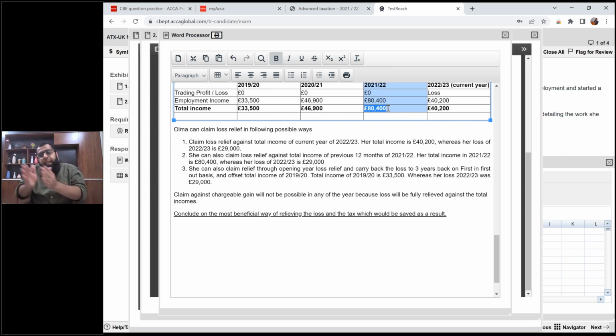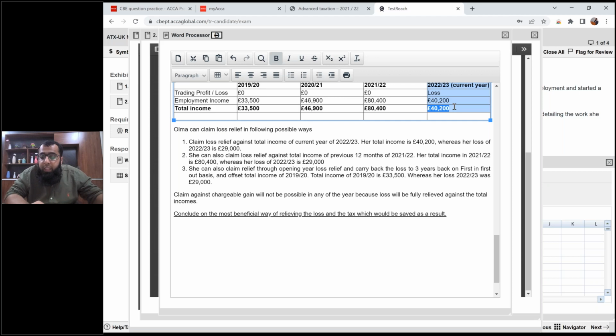Okay. Now, one option is that you calculate the tax saving for all the options. Another option is that you use smart working, like if you solve it in the current year. In the current year, your profit is 40,200. If you claim the loss relief of 29,000, 40,200 minus 29,000, your profit will fall to 11,200, which means some of your personal allowance will get wasted.